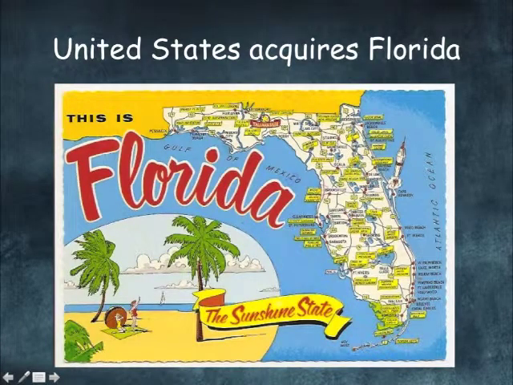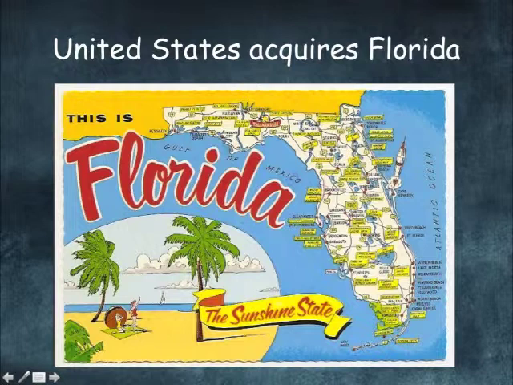The United States acquires Florida. Having acquired Louisiana through diplomacy, which remember is working with other nations, working together, President Jefferson turned next to Florida. Spain had colonized Florida in the late 1500s. By the 1800s, Florida had a diverse population of Seminole Indians, Spanish colonists, English traders, and runaway slaves. In 1804, Jefferson sent 2 diplomats to Spain to buy Florida. Spain's answer was no deal.